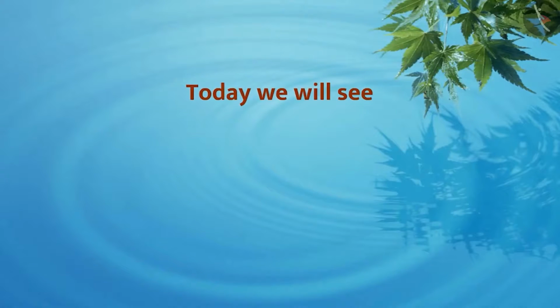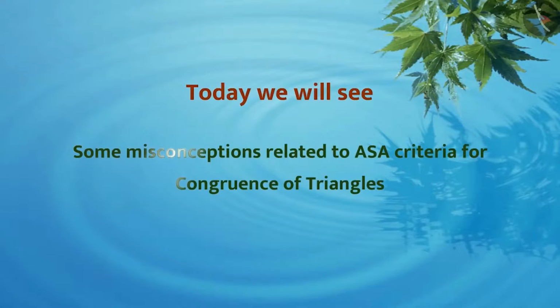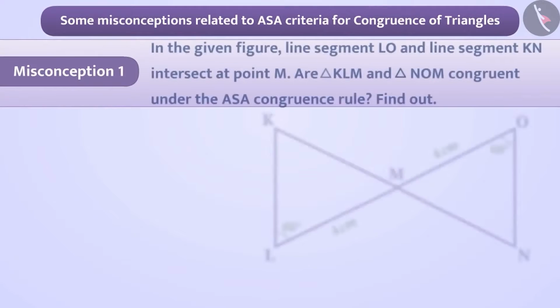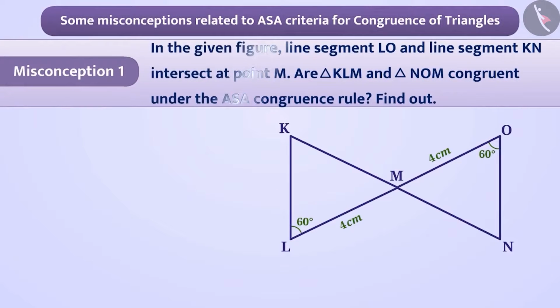Today we will see some misconceptions related to the ASA criteria for congruence of triangles. Misconception 1. In the given figure, line segment LO and line segment KN intersect at point M. Are triangle KLM and triangle NOM congruent under the ASA congruence rule? Find out.